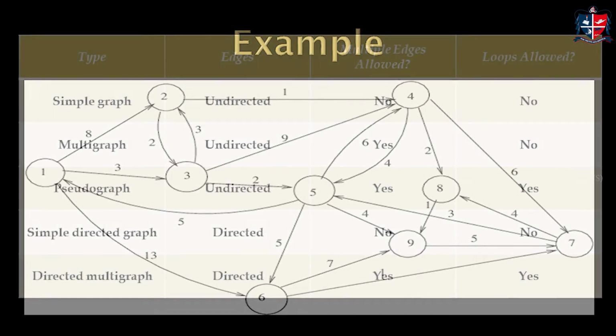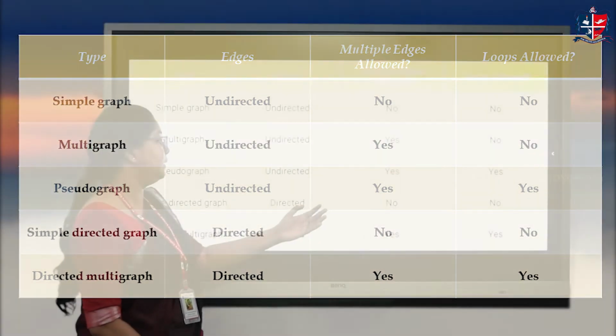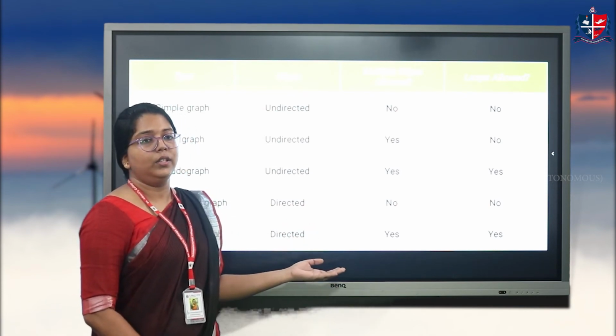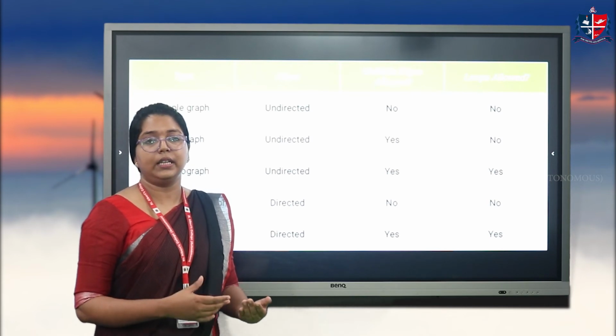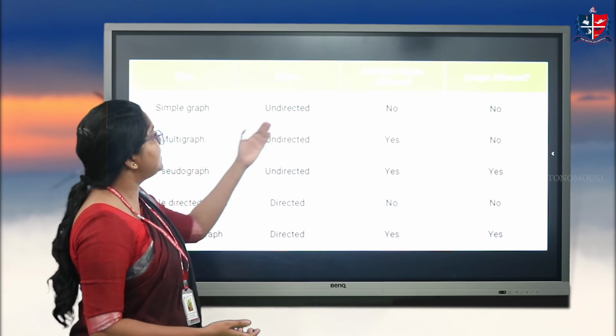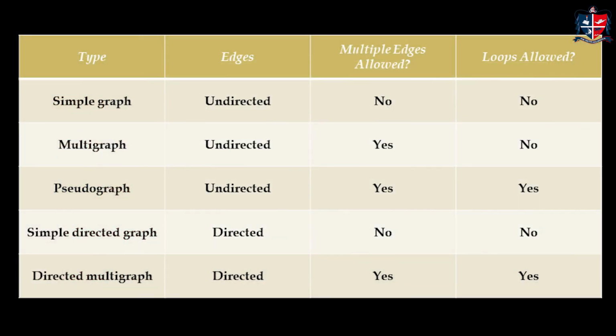All the things that we have learned in this session can be summarized in this table. You only have to learn this table to understand what a simple graph, directed graph, multigraph or pseudograph means. As you can see, the first one is the simple graph. A simple graph is undirected, of course, it doesn't have any direction. It doesn't have any multiple edges. It doesn't have any loops. So this is the definition of a simple graph. You can learn it from this table itself.